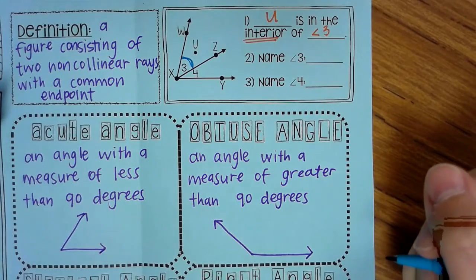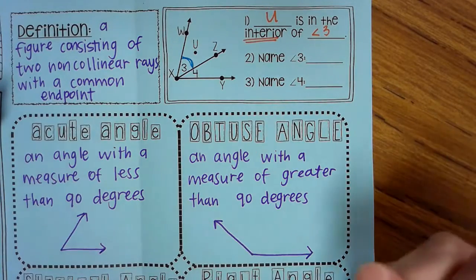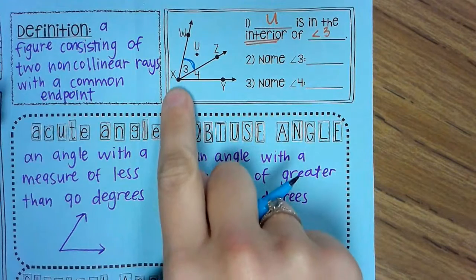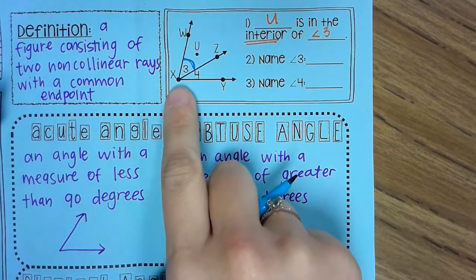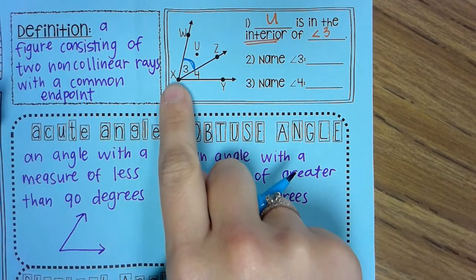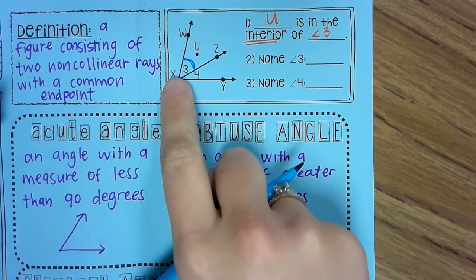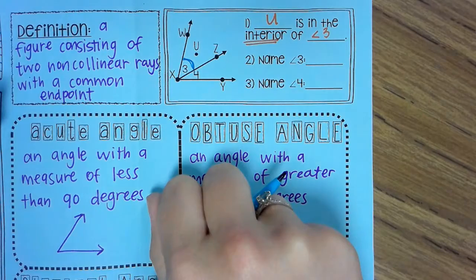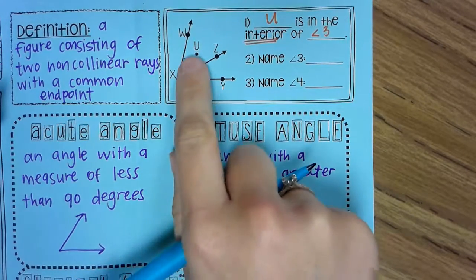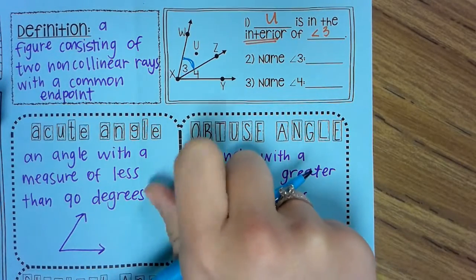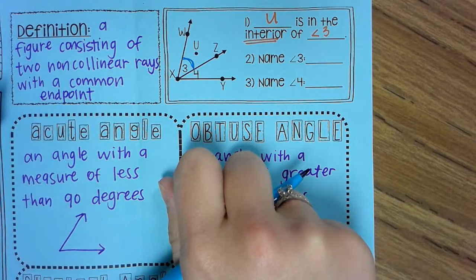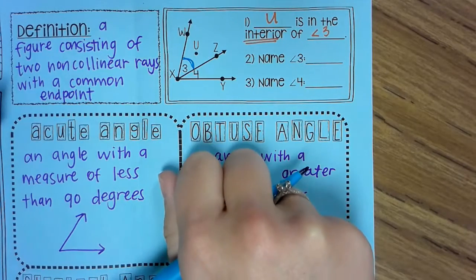This is one of those times when you cannot name it with a vertex angle, meaning X is my vertex. That's my common endpoint. I cannot name angle 3 angle X because there are 2 angles happening right here at angle X. If you refer to angle 3 as angle X, I'm not going to know if you're talking about angle 3 or if you're talking about angle 4. Okay, so you've got to be specific. So we're not going to use angle X. We do have to use 3 letters.